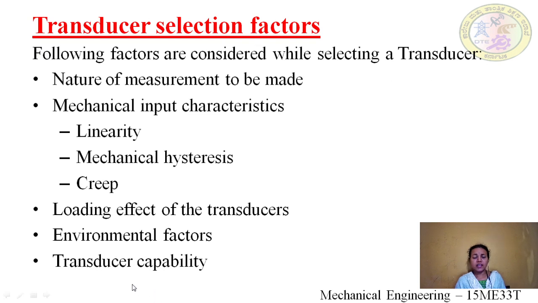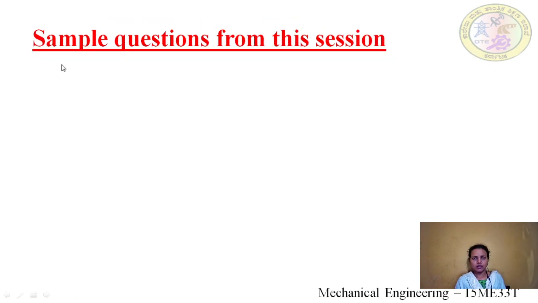The next selection factor is transducer capability. That means the range in which we are going to measure. For example, if you take a weighing machine, for a small amount of weight to be measured, the range of the transducer would be in milligrams. If you want to measure a large amount, the transducer range would be in kilograms. So depending upon its capability, we are selecting the transducer. The next selection factor is economical considerations, means it should be of low cost. I think you all understood the selection factors which are needed for the selection of a transducer.